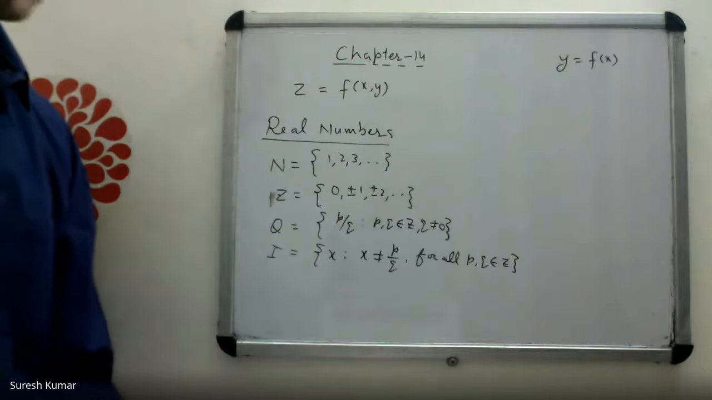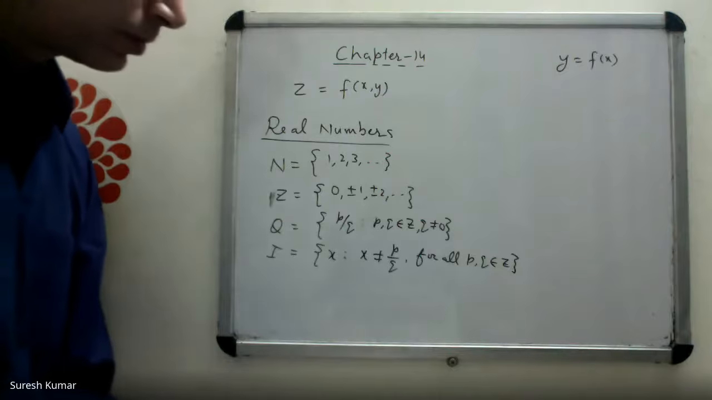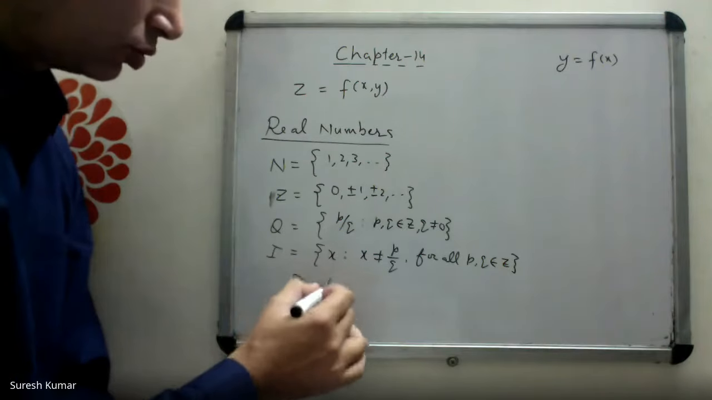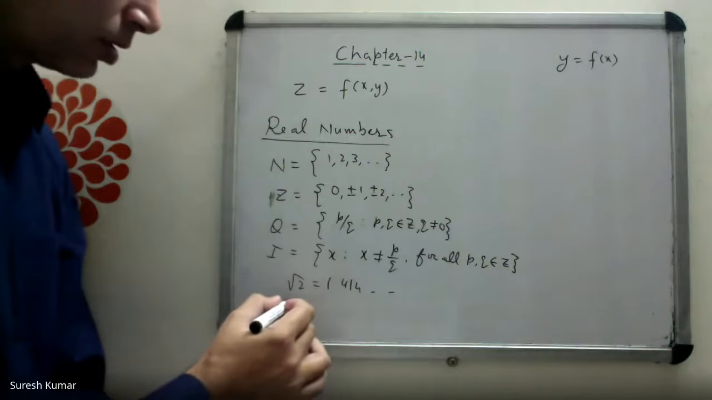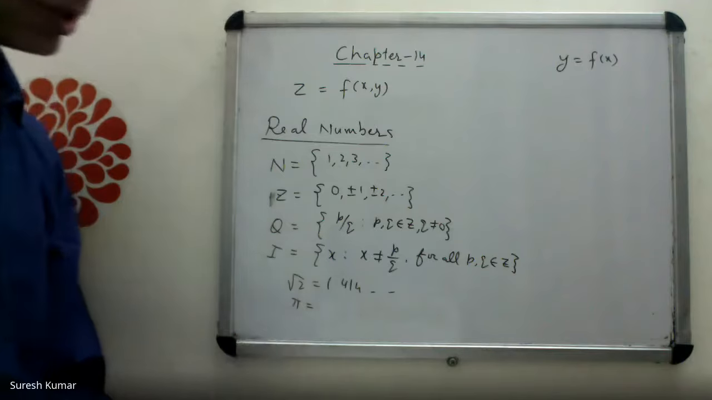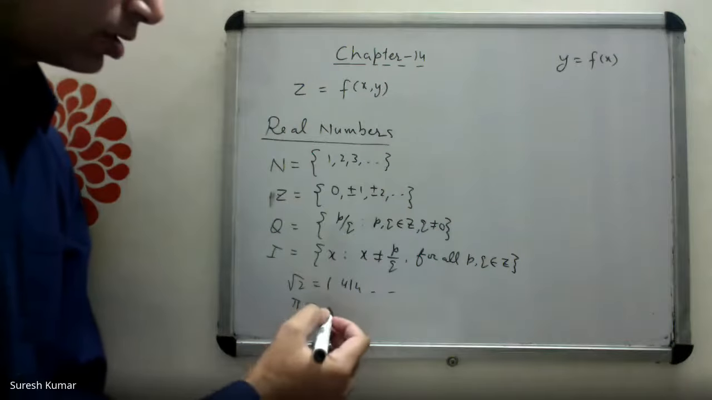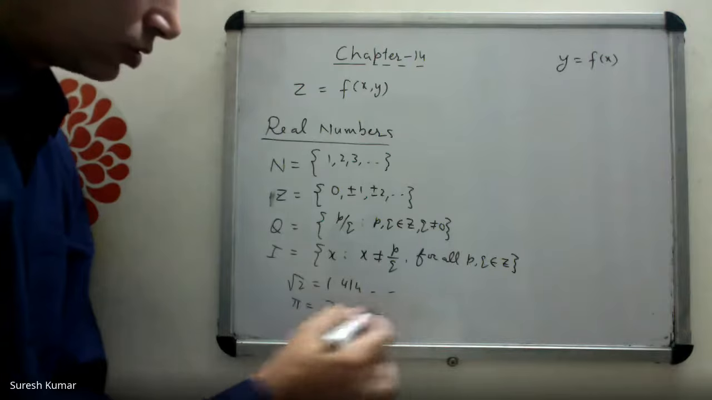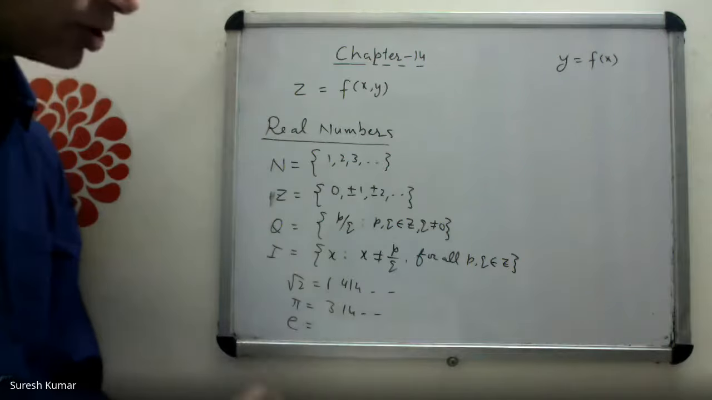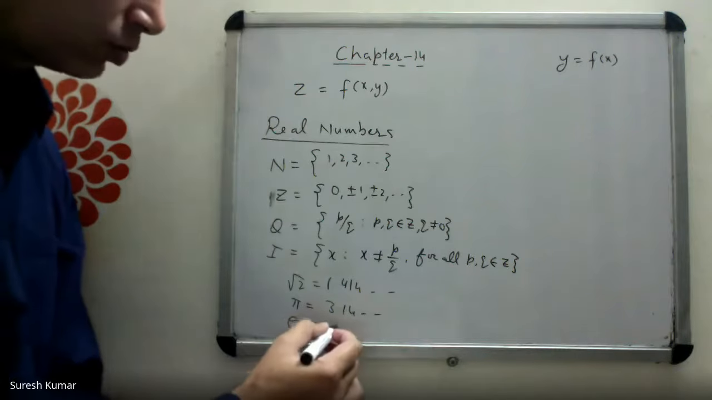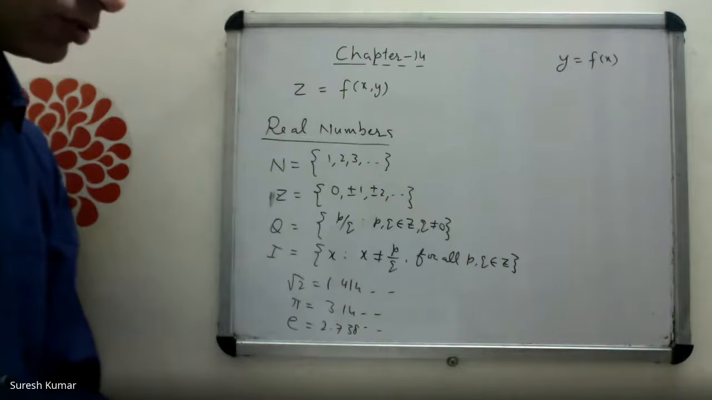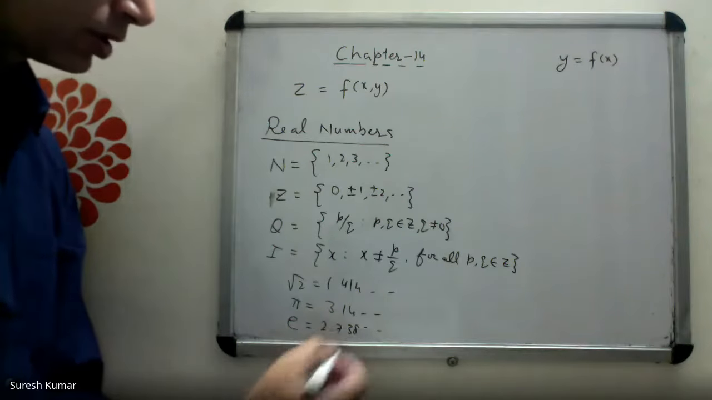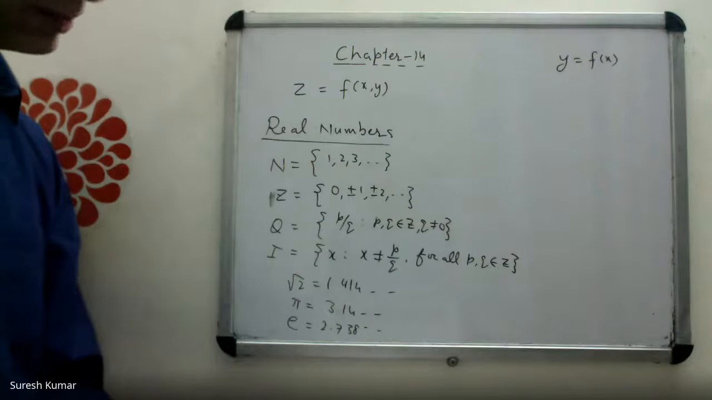Do you know some examples of irrational numbers? Root 2, 1.414 and so on. Then pi is another irrational number, 3.14 and so on. And e, the exponential number, 2.718.